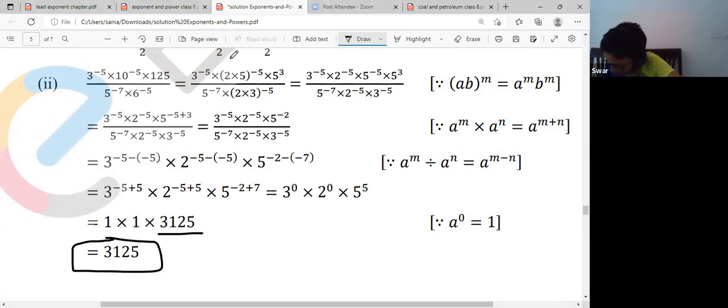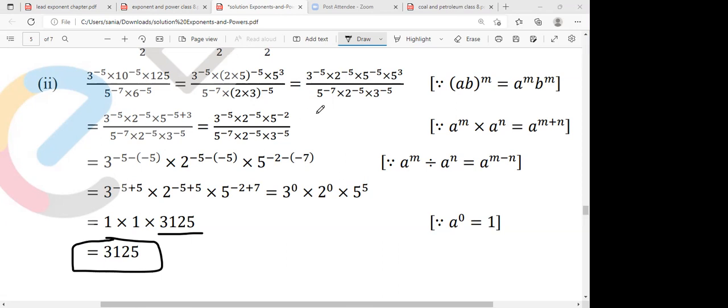Like 2 raised to the power -5, and 2 raised to the power -5 minus 5 is equal to 0. Then 2 raised to the power 0. 2 raised to 1 multiplied by 3125 multiplied by 1 is equal to 3125. Yes, I've corrected it. Okay. Done?